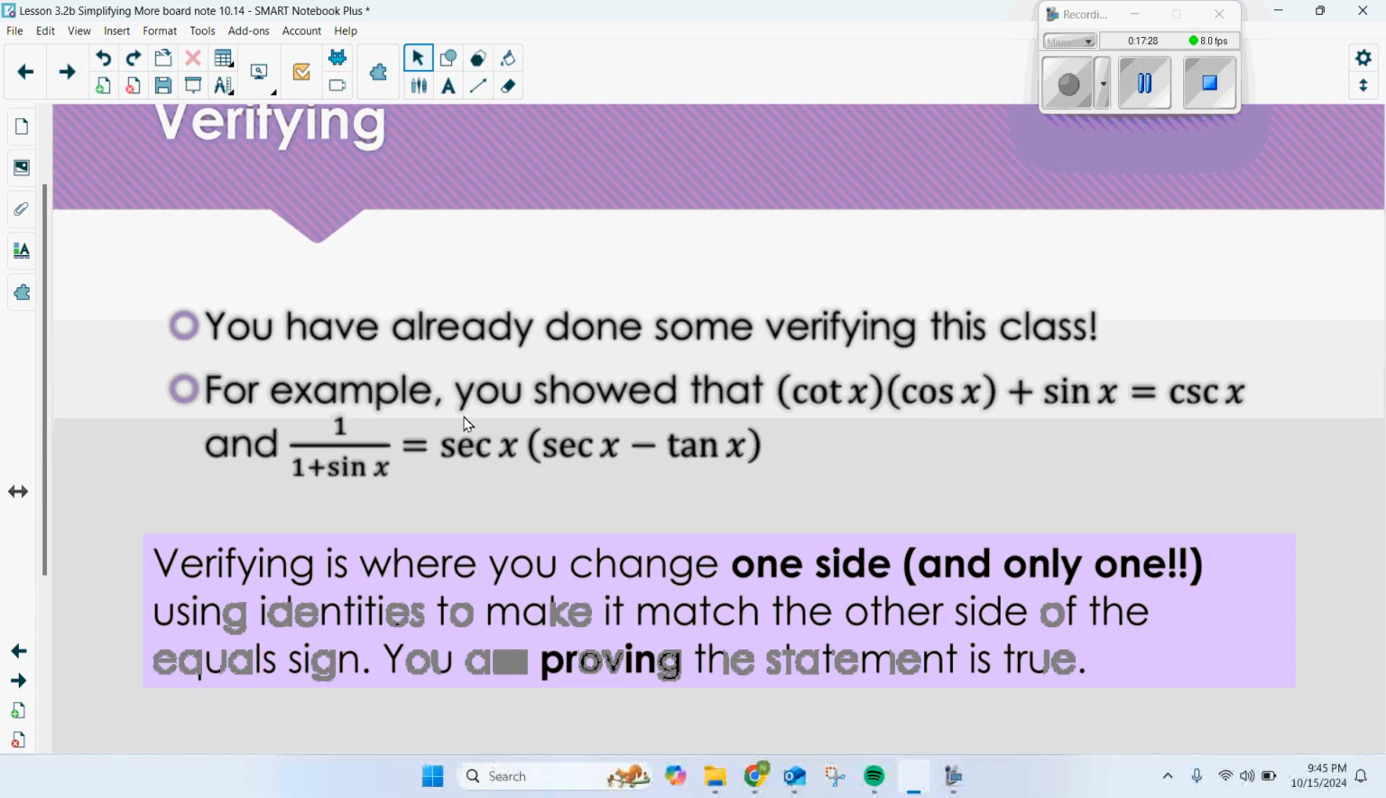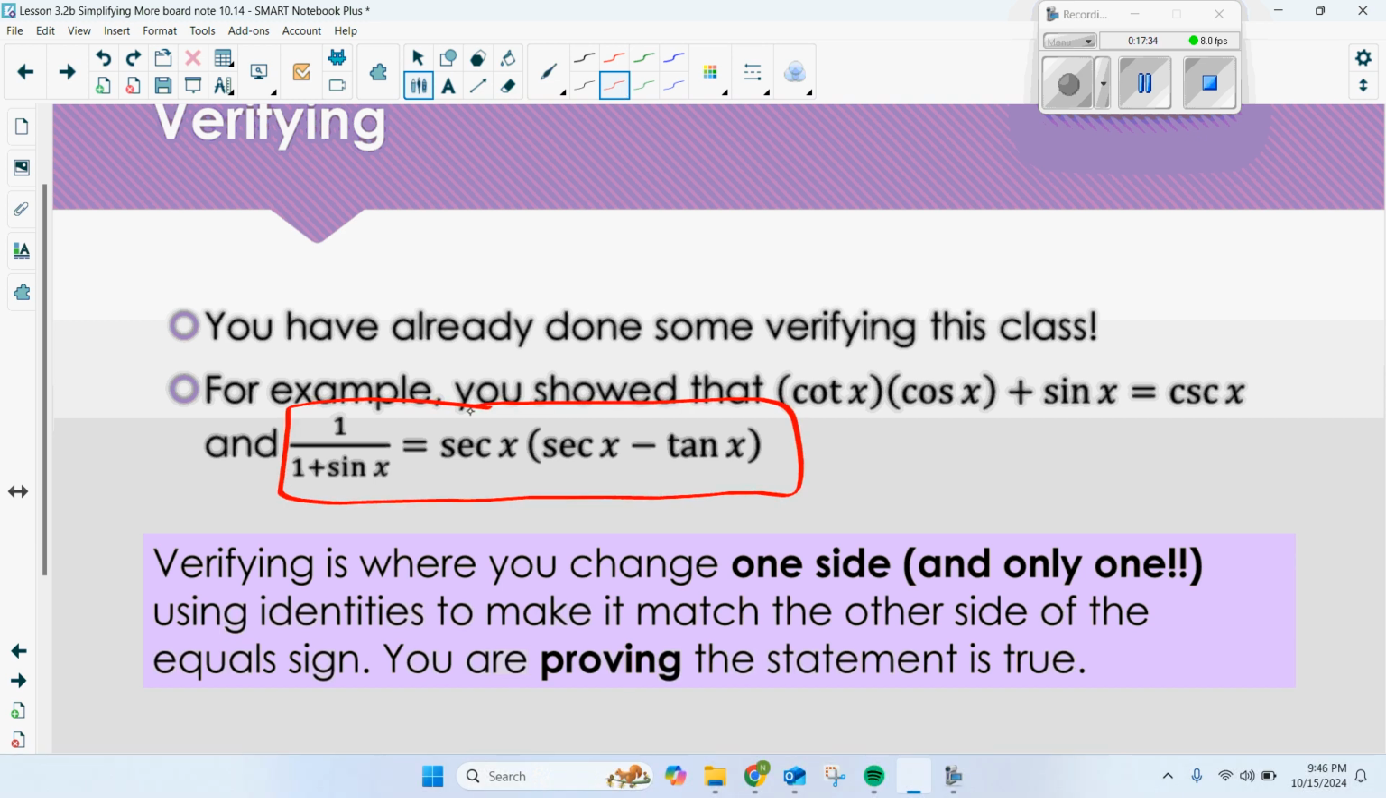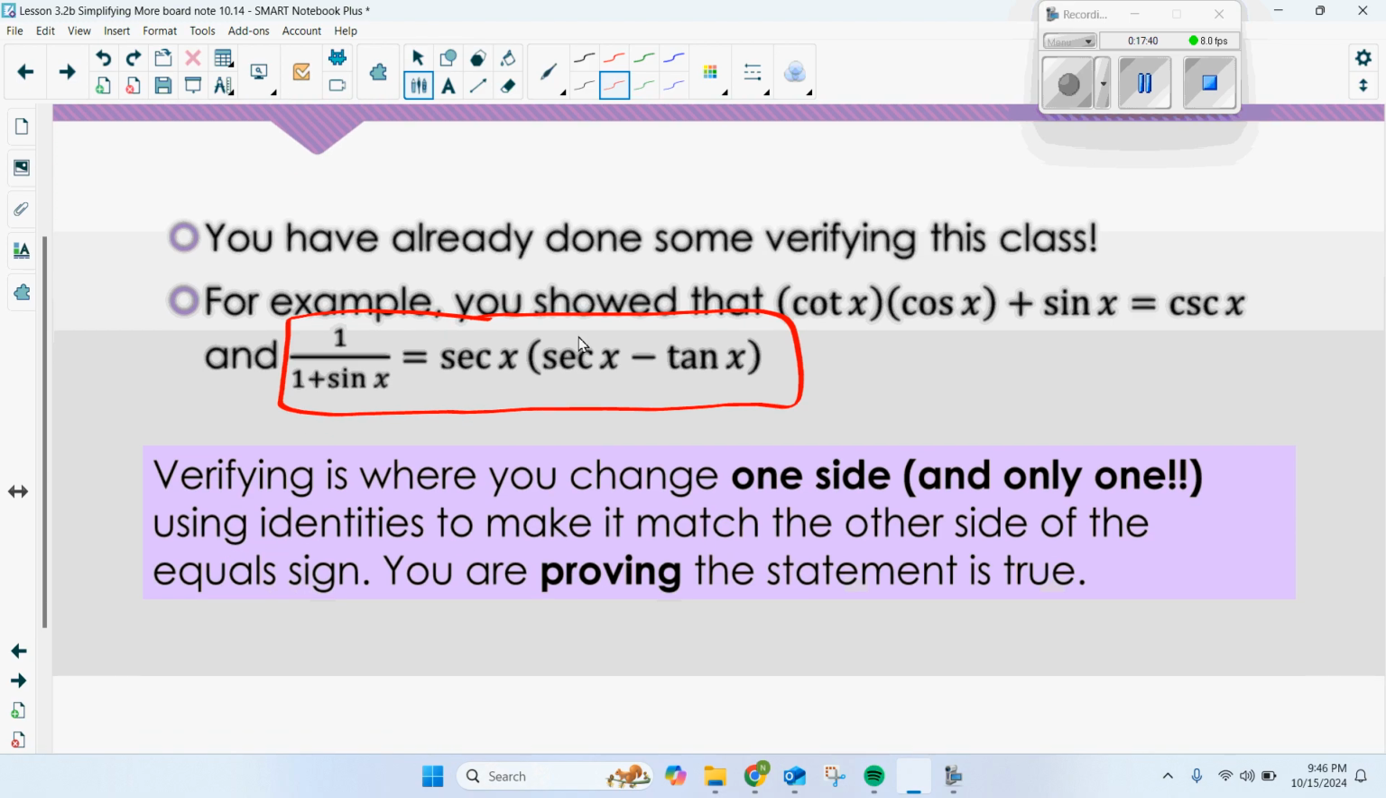So for example, the problem that we just did, I could give you this, I'm putting a box around it, and ask you to verify this. So I'm telling you what I want it to equal. So it's not just like there's one answer you can show. You're actually proving this. And the way you're proving it is by working on one side only, okay?